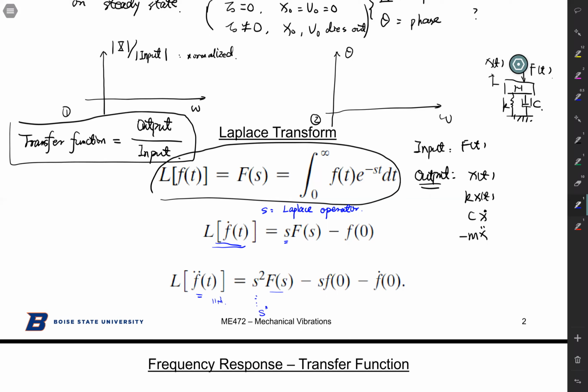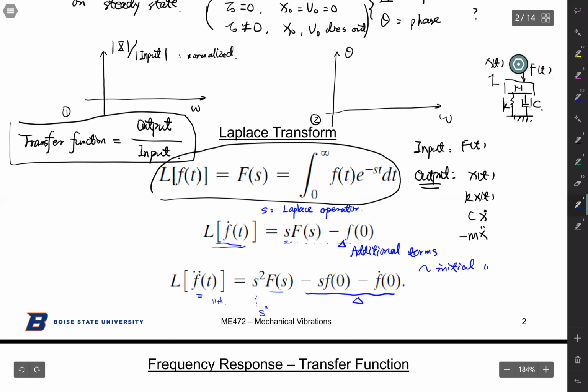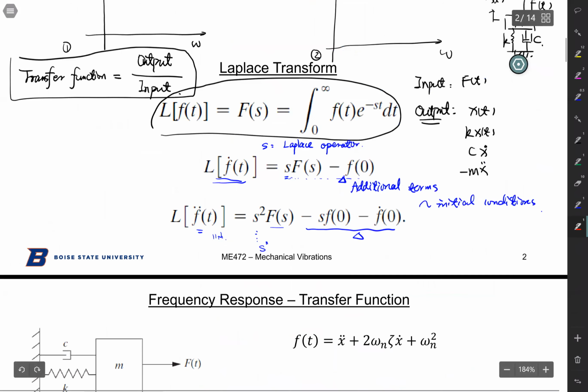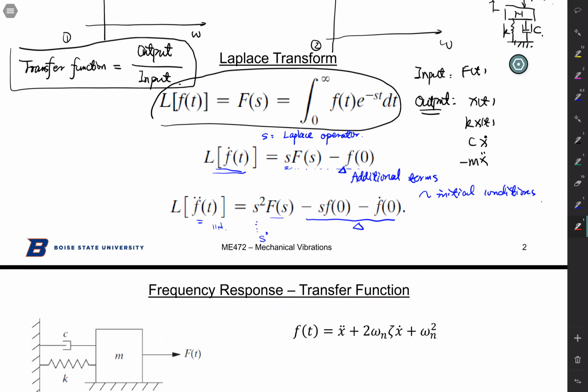For the Laplace transform, the original format, if you check Wikipedia or Google, always gives you some additional terms. These additional terms are related to your initial conditions. In later lectures, I'm going to teach you how to include these additional terms. But remember, there is a very interesting assumption at the beginning. We assume that the initial condition has no effect on your steady state. So if you just want to use Laplace transform to calculate a transfer function, you can remove these additional terms. But that only works when you're trying to calculate a transfer function.